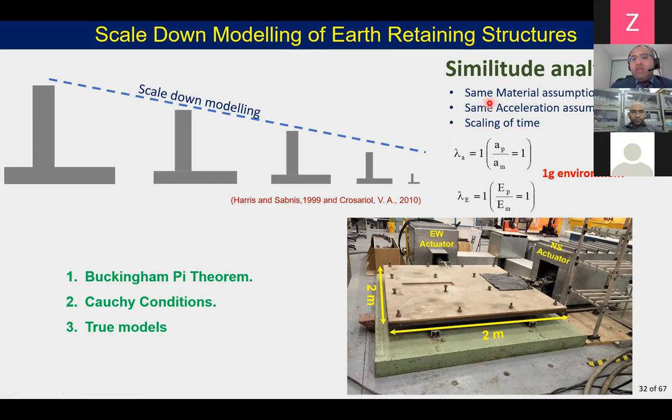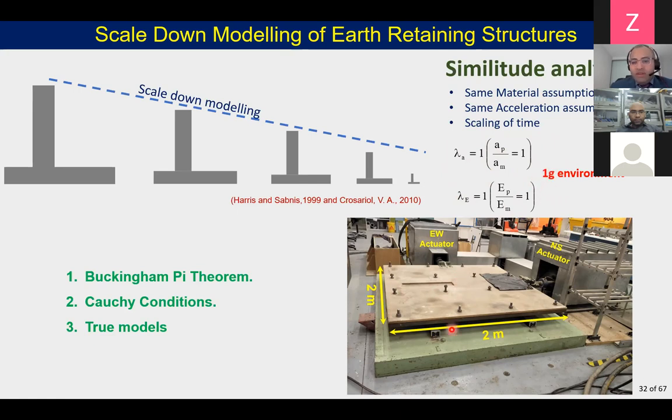So this was the assumption of the same material, same acceleration, scaling of time in a 1G environment, because the shake table is on the ground. So you have to assume this environment is a 1G environment. But if you're doing the same thing with a centrifuge, you can control the acceleration here, and you can get rid of some of the limitations which are really very difficult to manage in a 1G model.